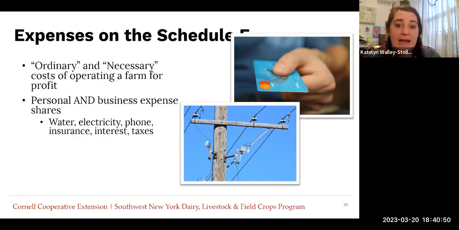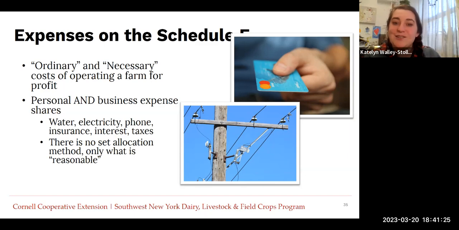If you own land and you pay property taxes on that land and you're using that land for farming, you can claim a portion of the property taxes as a farm expense. Another good one is insurance. Typically farms have whole farm policy insurance plans, and they typically also cover your home that's on the farmstead. You can claim the farm portion of the insurance as a farm expense.